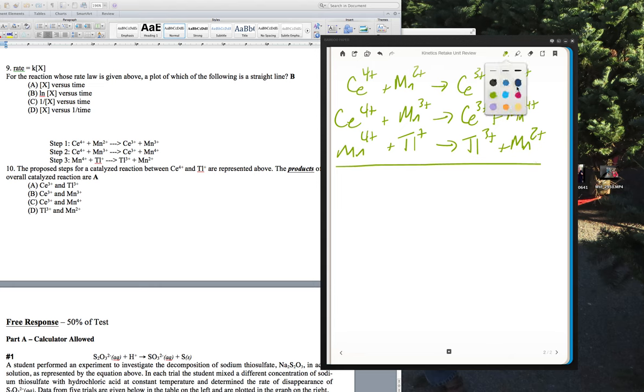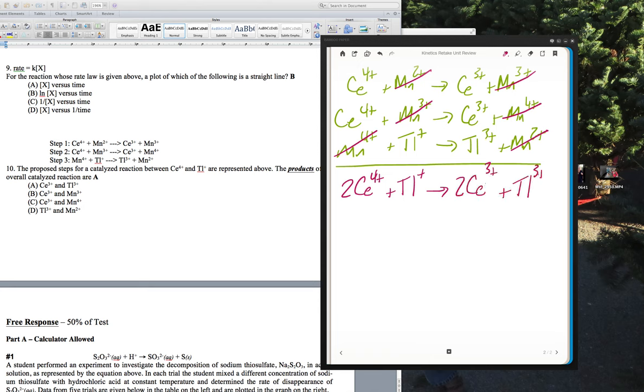And so for this one, all you had to do is cancel out all the things that were the same on both sides. For example, here's an Mn3+. That goes away because this Mn3+ goes away. The Mn4+ goes away. Mn2+ goes away. And you're left with 2 Ce4+ plus thallium+ goes to 2 Ce3+ plus thallium 3+.